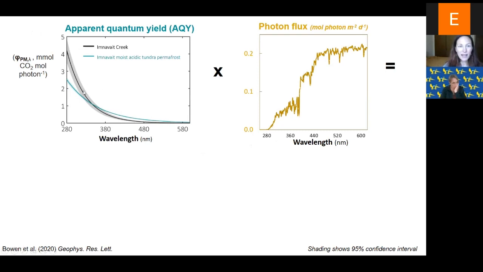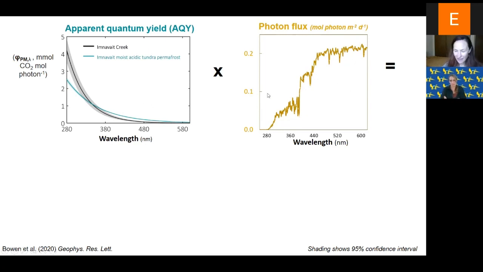The black line is the surface water DOC in Imnaviet Creek. This blue line, or turquoise, is permafrost DOC in the same watershed, having significantly higher yield in the UVA into the visible there. And that yield then is multiplied by the photon flux, right, where we have a lot more photons in the visible, about 10 times more than in the UV.